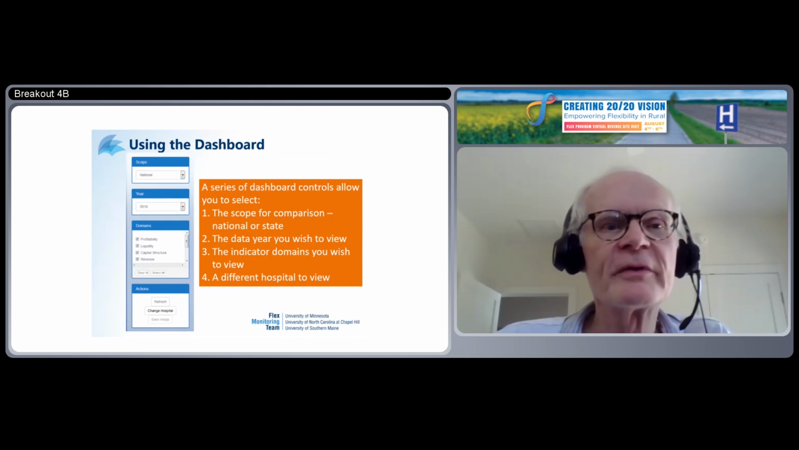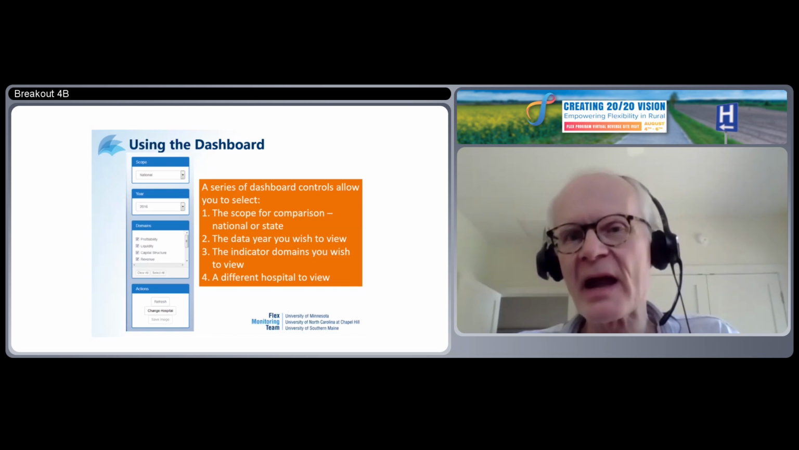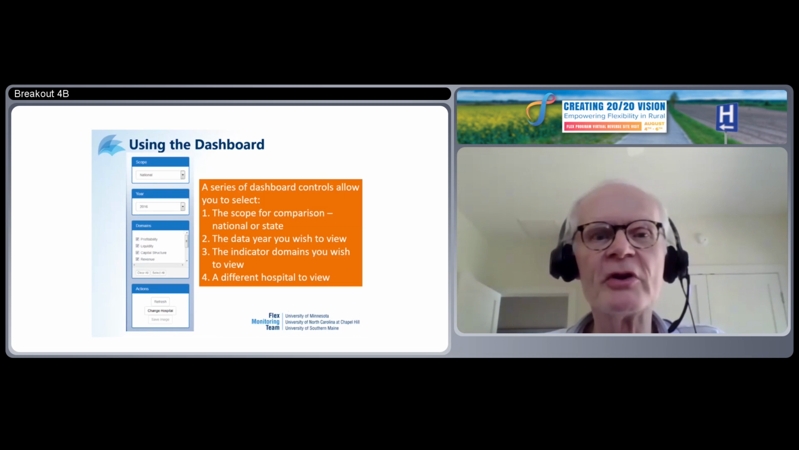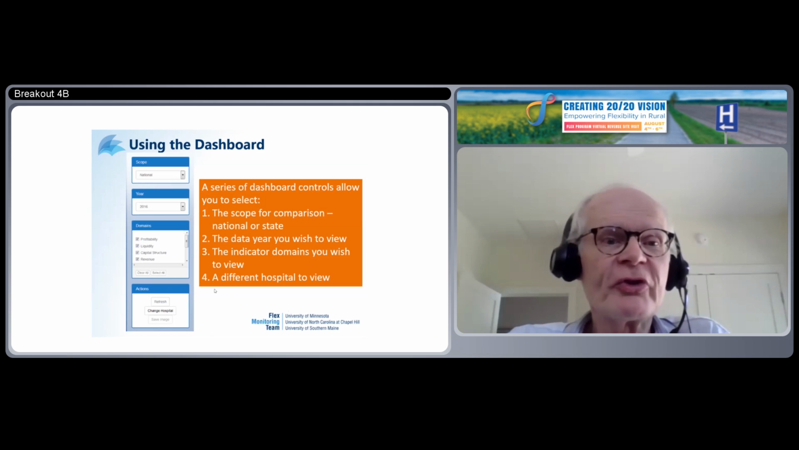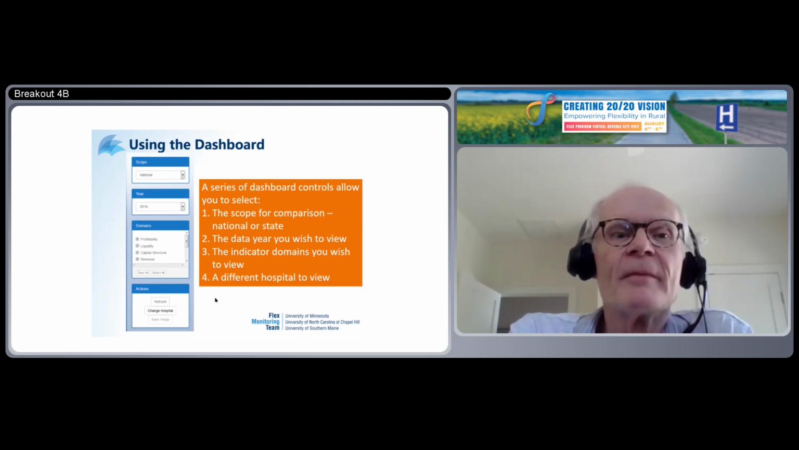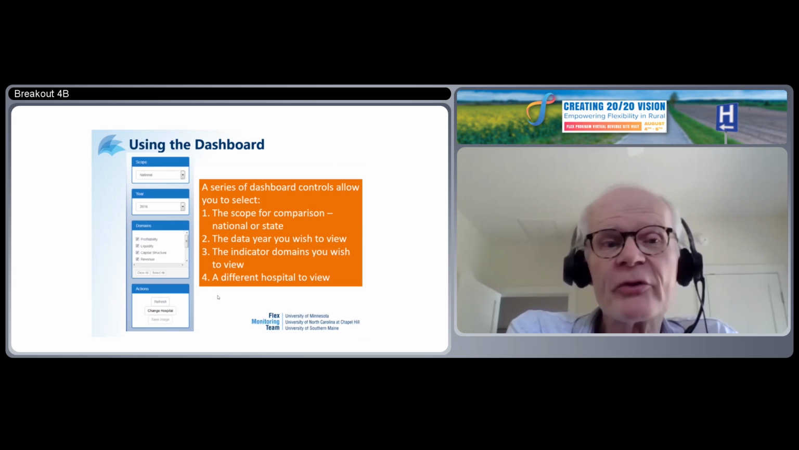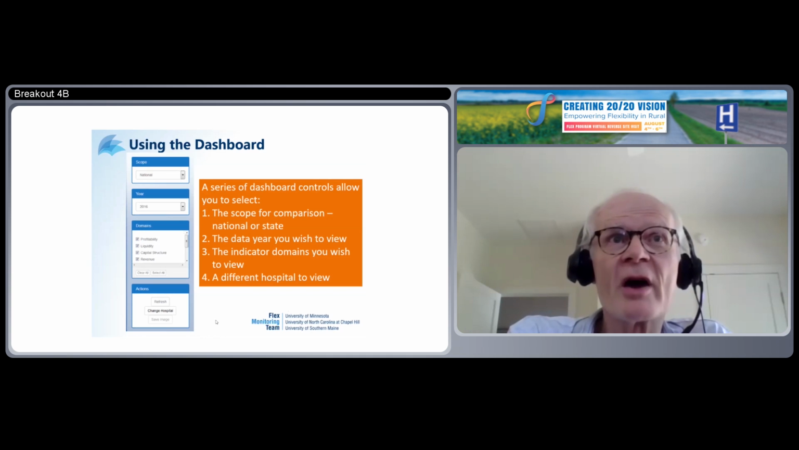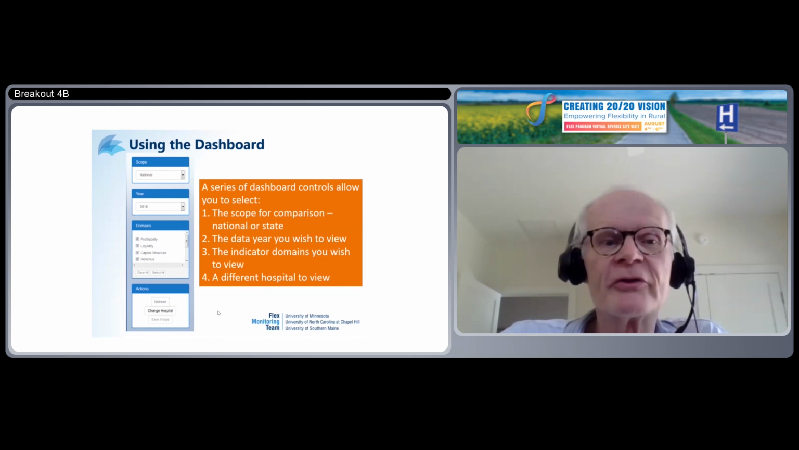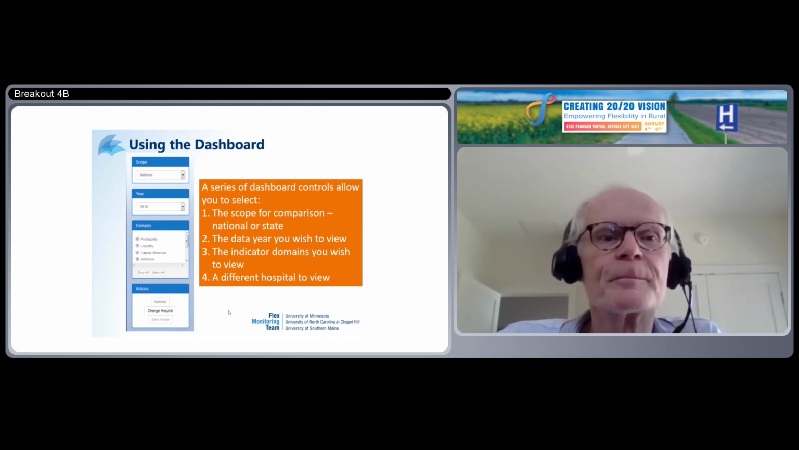There are a series of dashboard controls that allow you, again, to choose the comparison. You can compare the hospital to the state averages, or you can look at it nationally if you like. You can also change the year and the particular indicators you want to look at, and you can change if you want to look at, well, what does the hospital in the adjacent town look like? You can change that quickly as well.